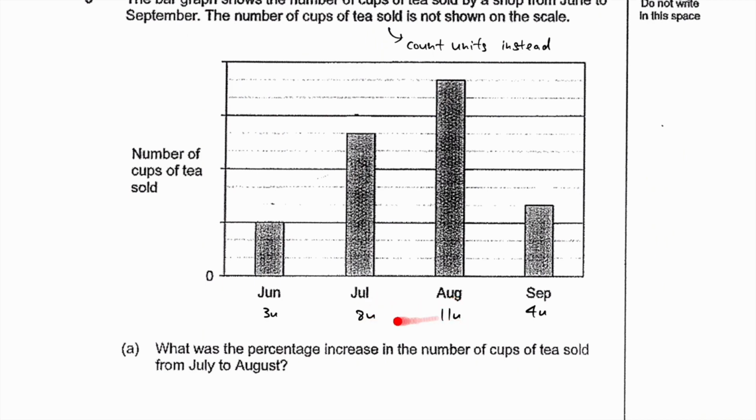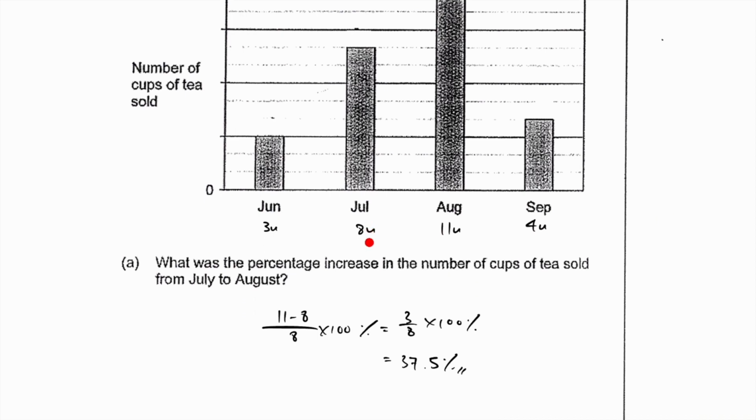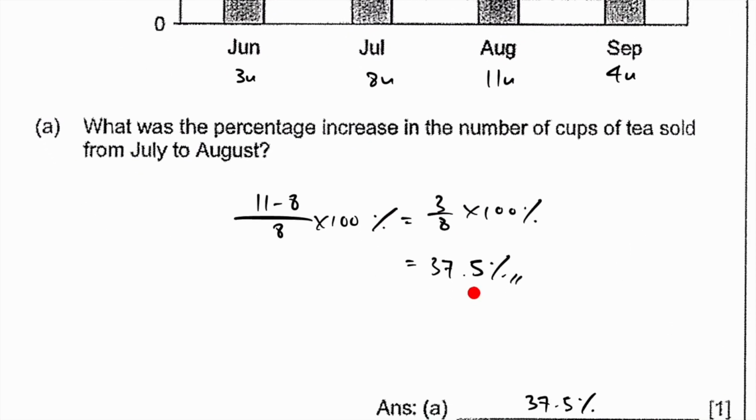So definitely there was an increase of 3 units, but out of what? Out of the 8 that we are comparing to. So 3 out of the original of 8. Okay, with 8 as a denominator, that's quite nice. Paper 2, use the calculator, you get 37.5%.